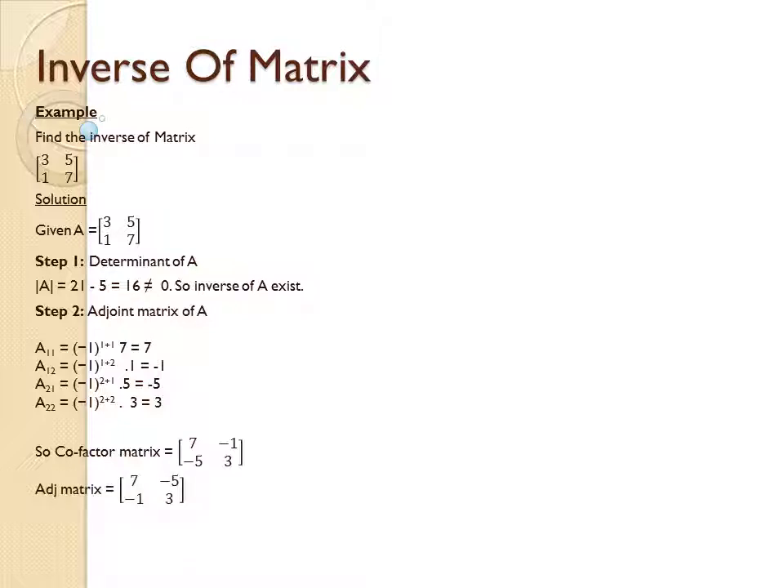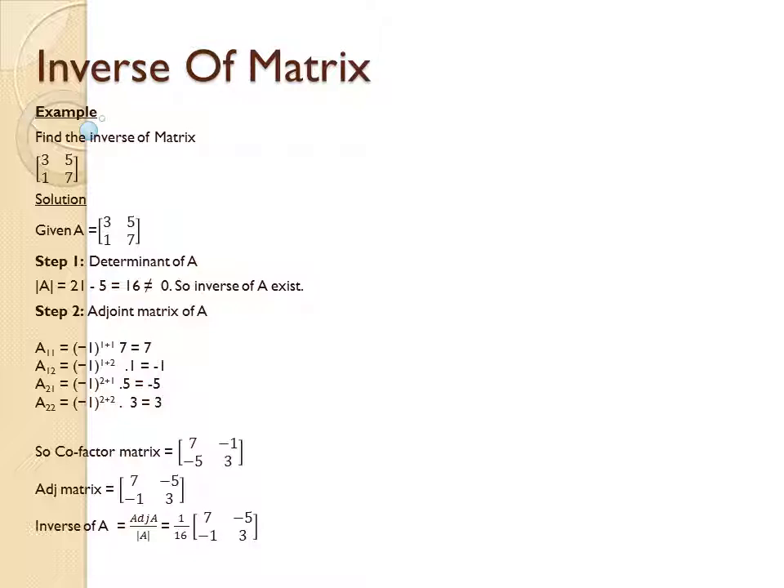So the adjoint matrix is the transpose of the cofactor matrix. What is the transpose of the cofactor matrix? 7, minus 5, minus 1 and 3. So my adjoint matrix is also done. Cofactor matrix is done, adjoint matrix is done, determinant is done, so nothing else. Now I will find the final answer. So inverse of A equals adjugate of A divided by det A. Det A means 16, so it becomes 1 by 16 into adjugate of A, that is 7, minus 5, minus 1 and 3, this matrix.